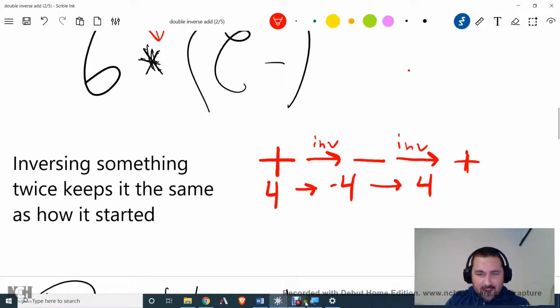I'm going to quit this magnifier because it's really weird. It's annoying. There we go.